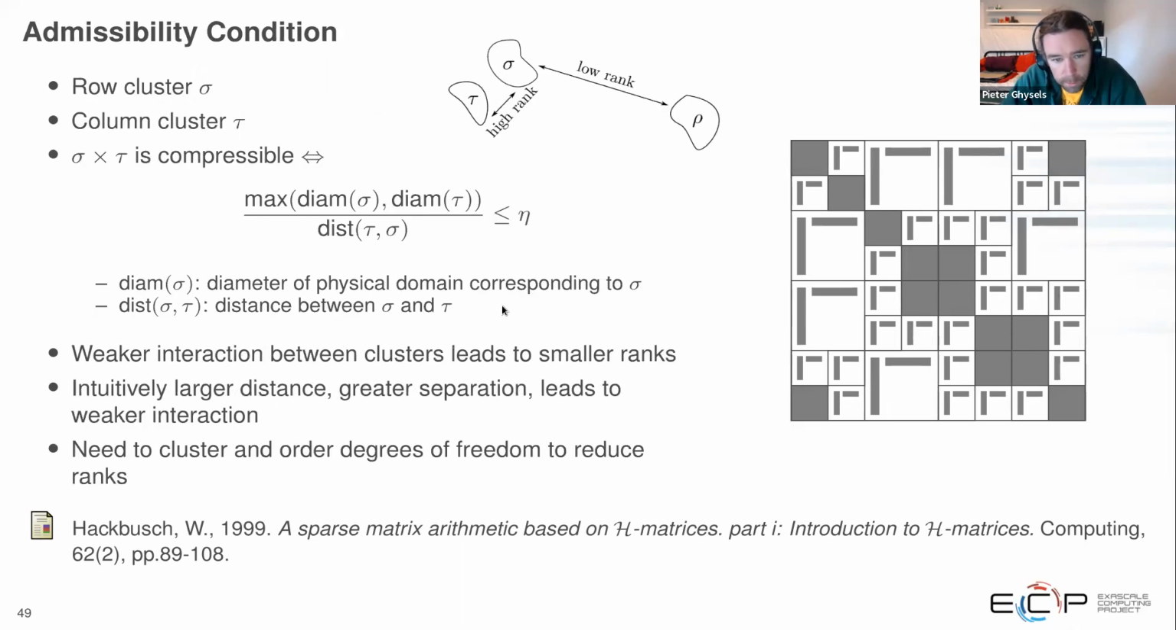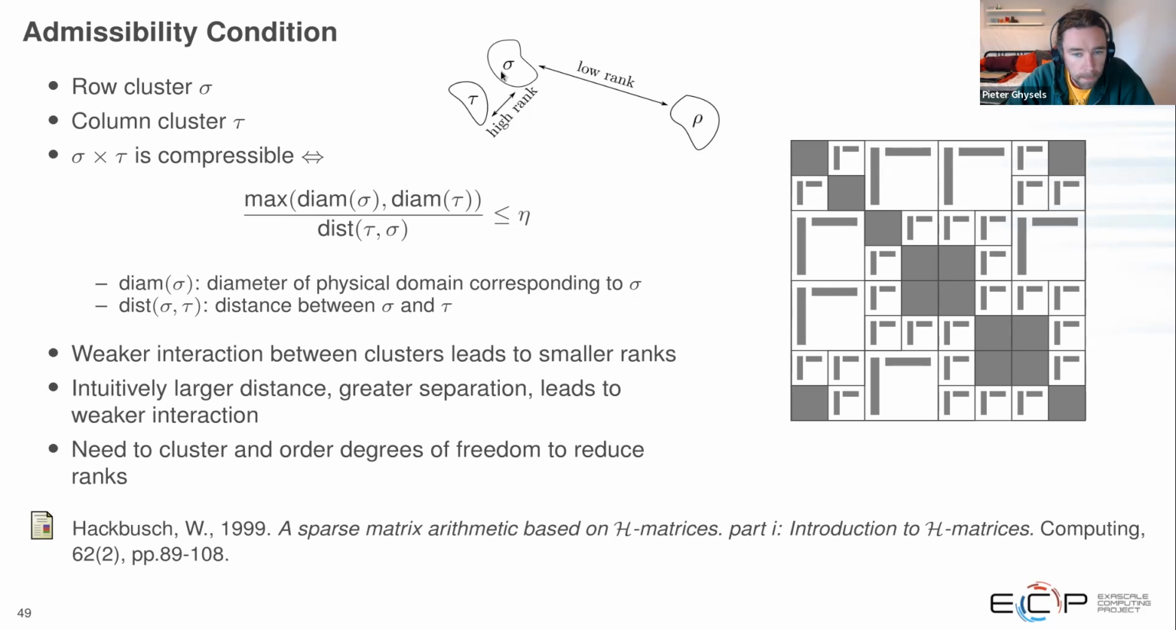So I mentioned this admissibility condition, which is used to decide if a block can be approximated using low rank. It is a condition typically based on the sizes and the distance between the two blocks in the physical domain corresponding to the rows and the columns of this subblock in the matrix. So for instance, you have a row cluster sigma corresponding to these rows in the matrix, and you have a column cluster tau corresponding to these columns in the matrix.